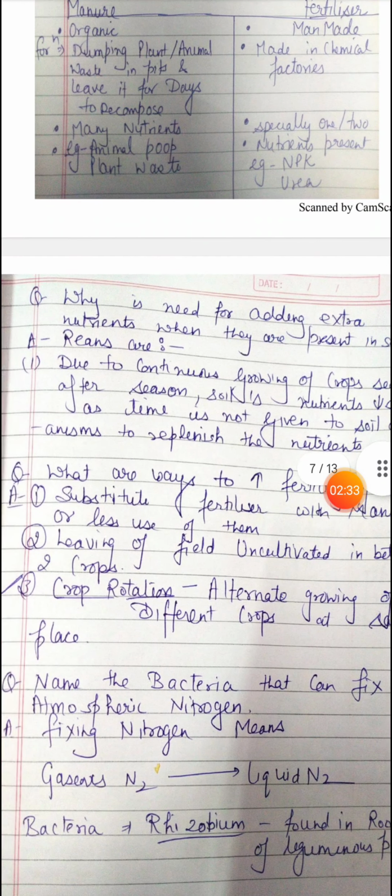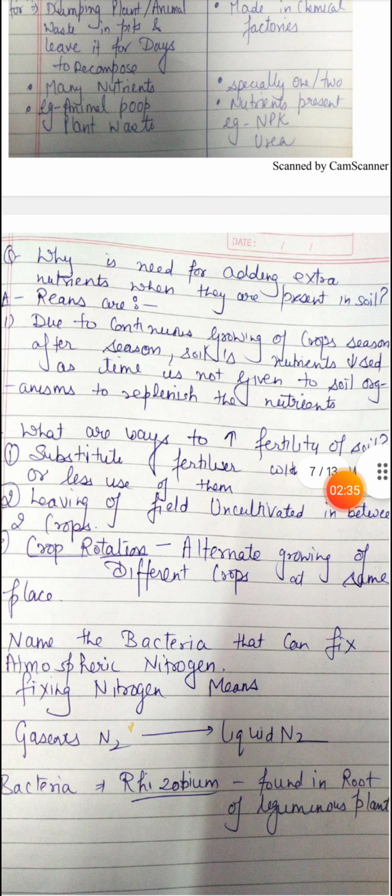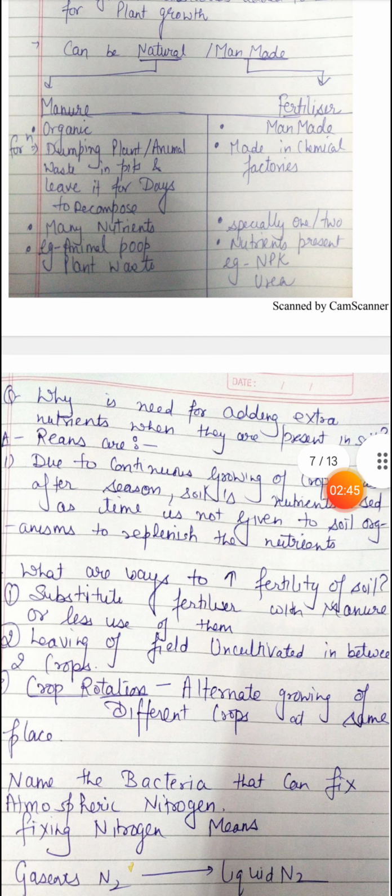Now I have made some fact questions here. Why is there a need to add extra nutrients, when you know that in soil the nutrients are present in the uppermost layer, that is humus? So why is there a need to add manure and fertilizer?